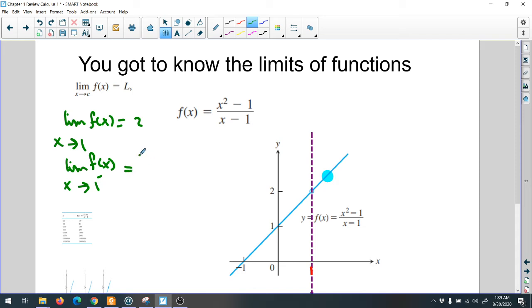Equals the limit of the function when x approaches 1, with a little positive sign at the top to tell us that we have the limit from the right side. Both limits, from left and right, equal 2. So the limit of the function equals 2. But when we ask for f of 1, it does not exist.